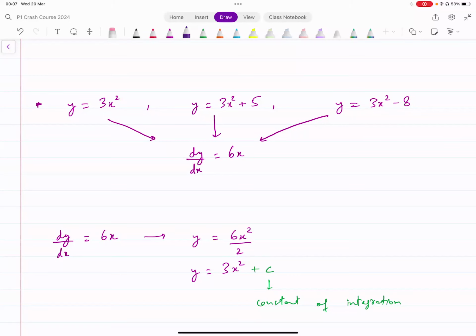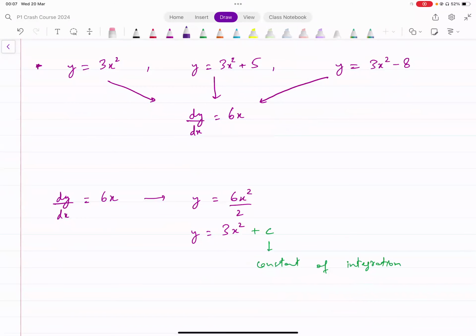This is all that you need to know as far as integrating functions is concerned in paper 1, right? For the process of integration, this is all that you need to know. Okay, just the power rule. That's the only thing that you have in paper 1. Everything else you will find in paper 3 later on.